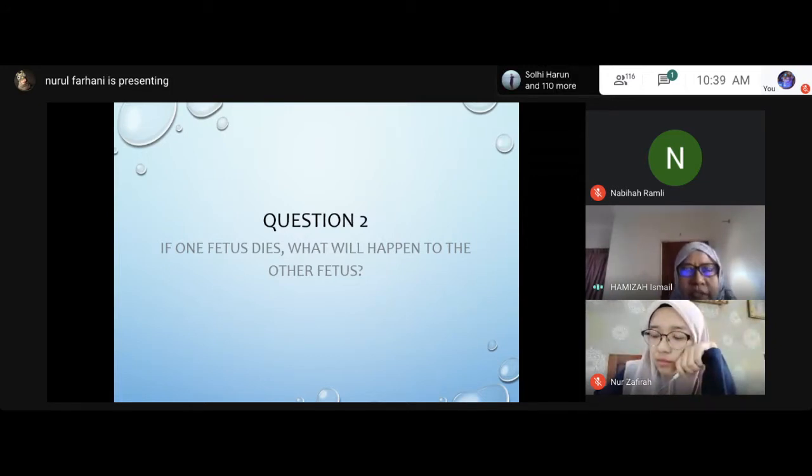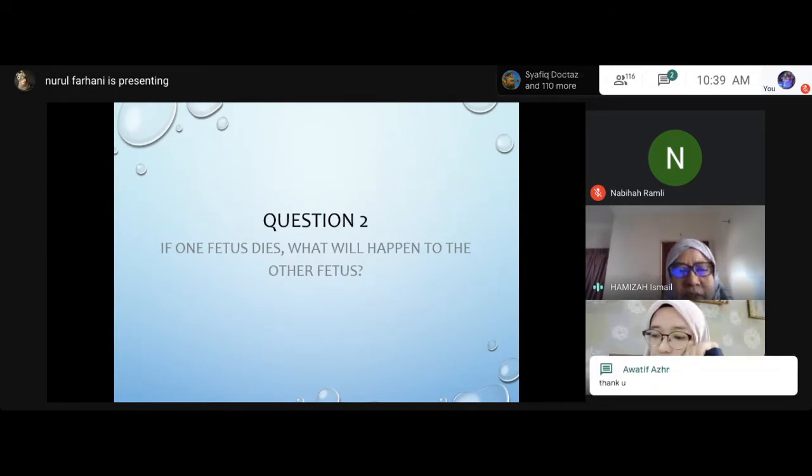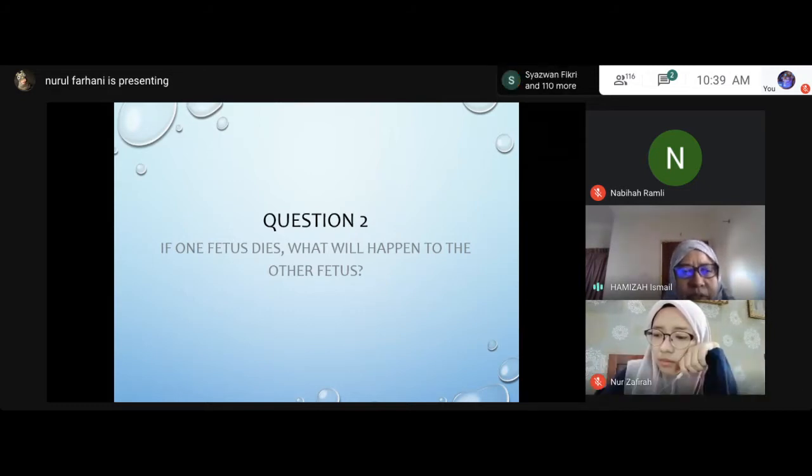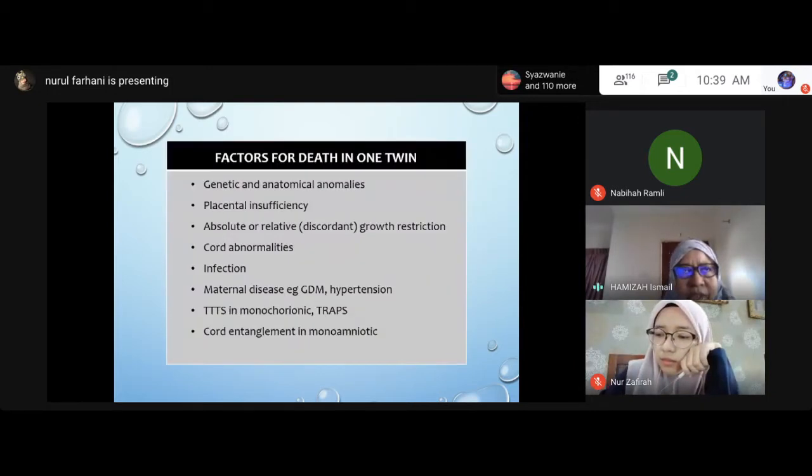So twins with one fetal demise usually occur after the first trimester or in the second trimester. After this, what happens? You have to divide into DCDA or MCDA. If it is DCDA, they are mainly from 2 sperm and 2 ovum, so genetically they are different. So if one dies, the other can still survive until term in about 90%, if this is DCDA.